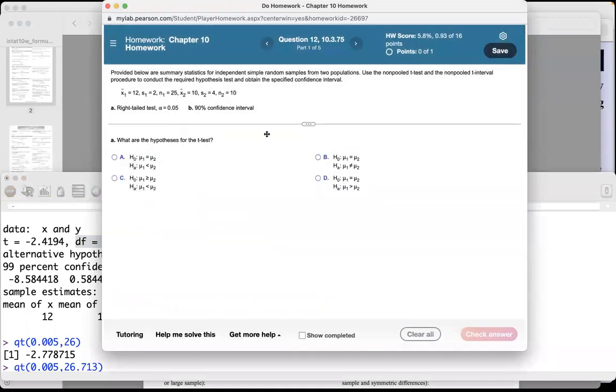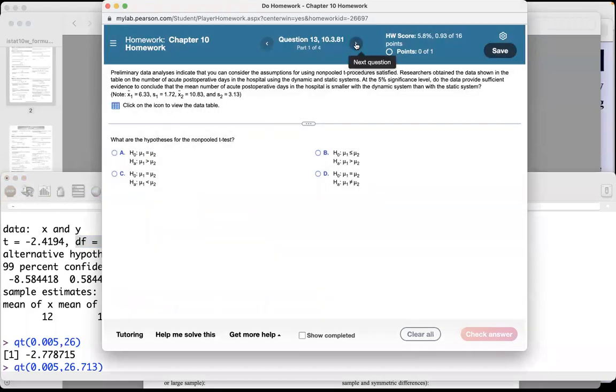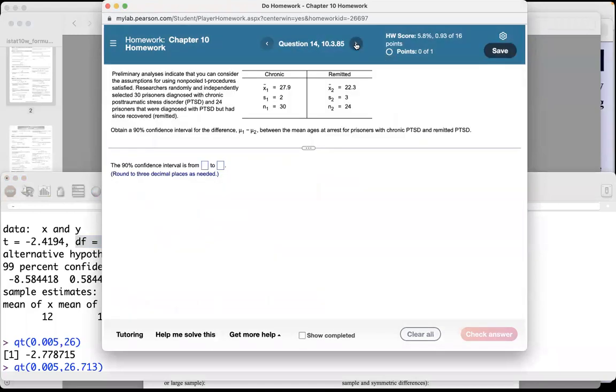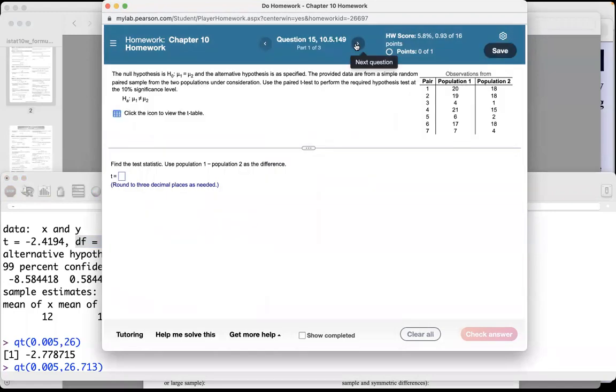I think question 12 is going to be the same thing with this. It's just going to be right-tailed instead of two-tailed. So really not too much to that. Hopefully that's clear enough. And again, a non-pooled procedure there. The only last thing that I want to look at is the difference.